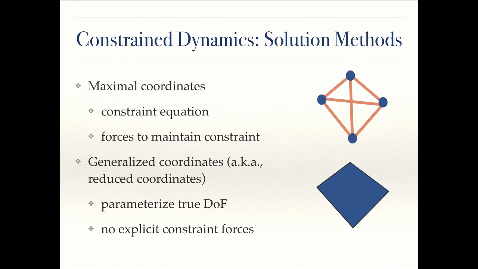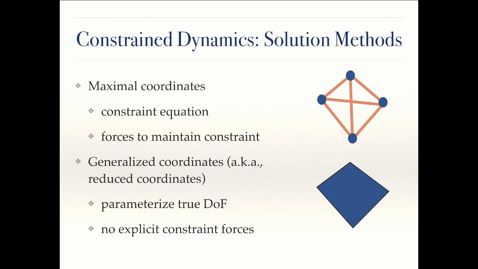So there are different ways to approach problems that have constraints in them. If we have F equals ma, or dynamics, along with some constraints, we call that a problem of constrained dynamics. The solution methods fall into 2 broad categories. These are called maximal coordinates for the first category, and generalized coordinates for the second.